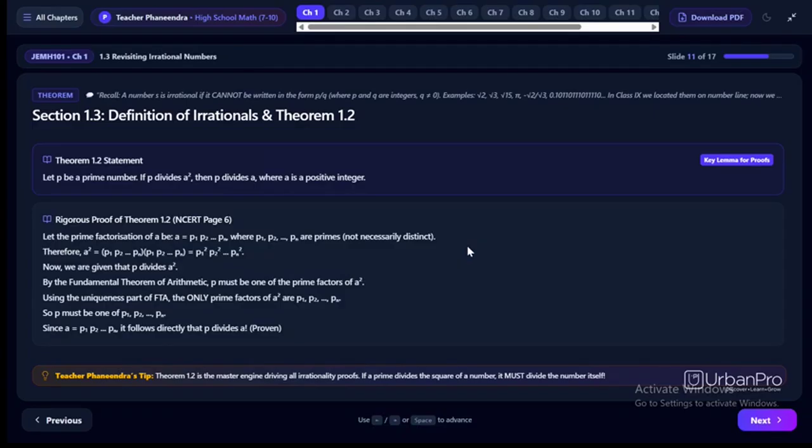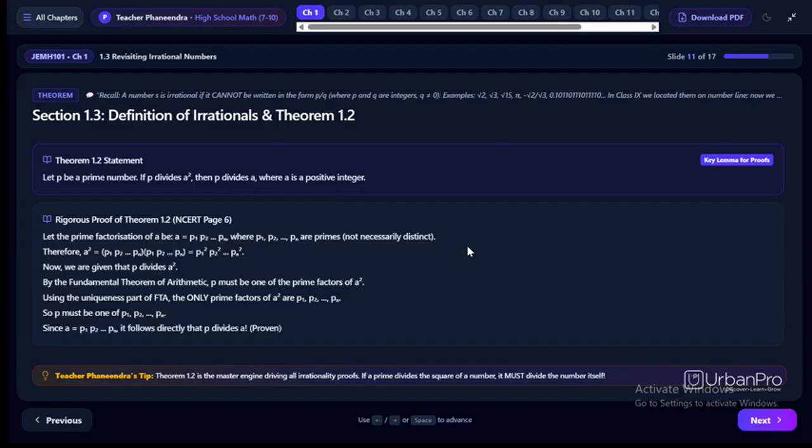Let P be a prime number. If P divides A square, then P divides A, where A is a positive integer. Remember students, here P must be a prime number. You can't take any composite number. P can be only 2, 3, 5, 7, 11, 13, like these prime numbers. And A can be any positive integer greater than 1.